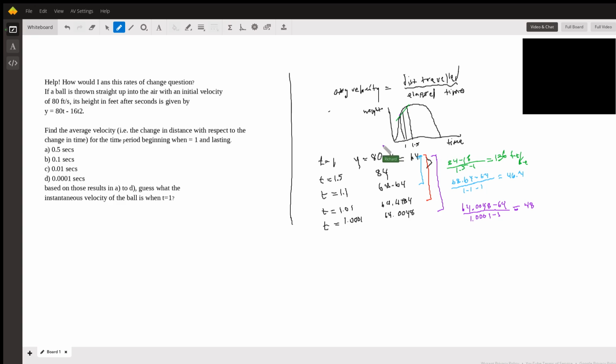So that's the answer to this, and this is really just getting you warmed up for the idea of the first derivative, which will give you the exact instantaneous velocity at t equals 1.